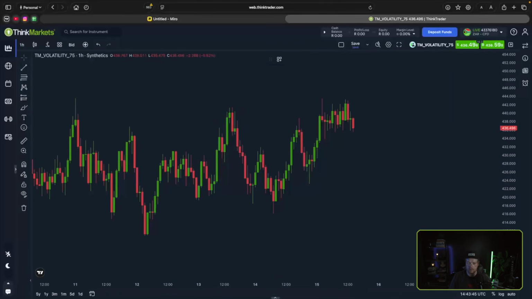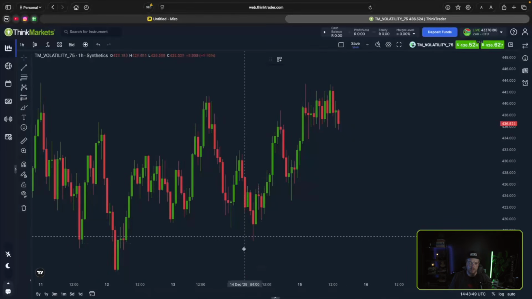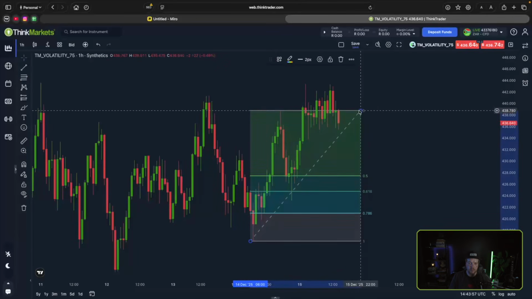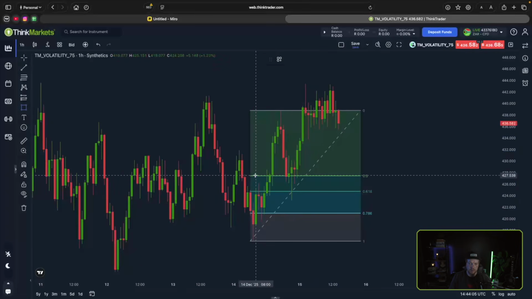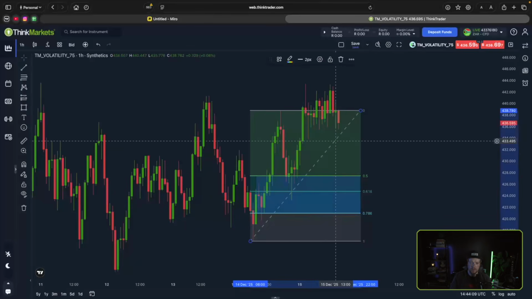Let's look at this piece of price action. If we mark out this low and this high, we want to take our fib from this low to this high. We want to draw it out. As you can see, it's in the 50% and the 78.6. Then we are going to draw out our box. We can actually delete the fib as soon as we have our box.